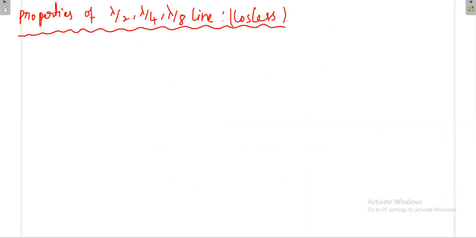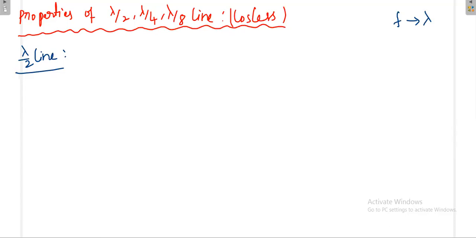First I take the lambda by 2 line. Lambda by 2 line means the length of the line is equal to lambda by 2, because you are operating at some frequency. Once you operate at some frequency, you can calculate lambda, which gives you the wavelength. Once you know the wavelength, you just divide it by 2 and you get some length. Then you take the transmission line length equal to lambda by 2. That is the lambda by 2 line.